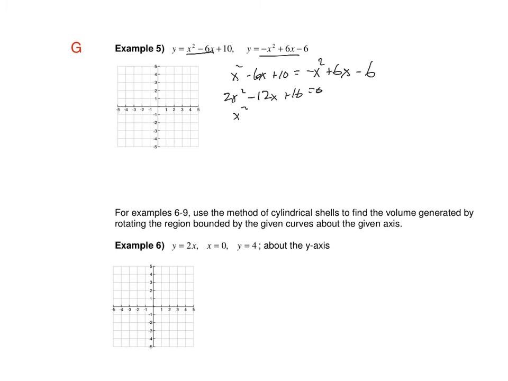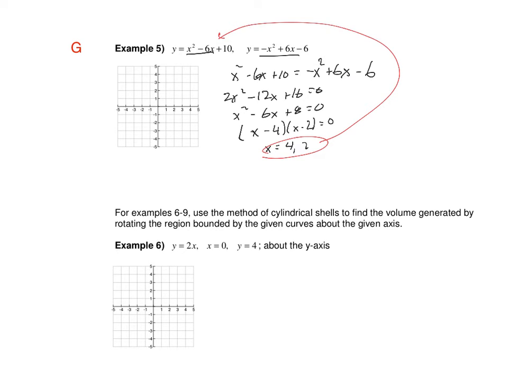All right, divide everybody by 2. x minus 4, x minus 2. So they're going to be intersecting at 2 and 4. If we take these values and put them in just to get a ballpark here.